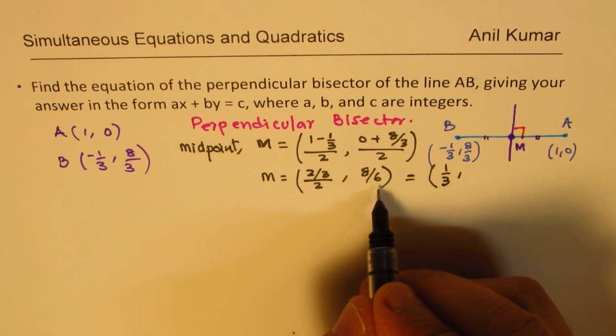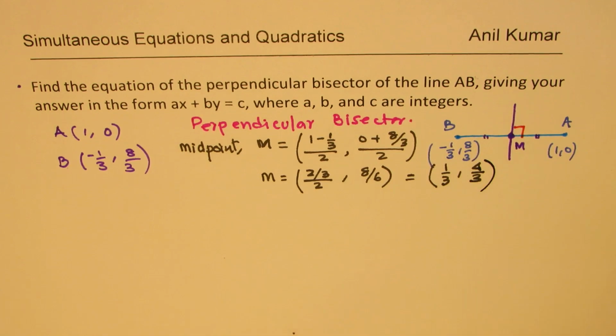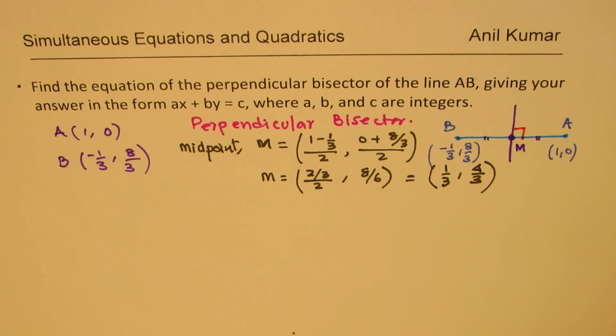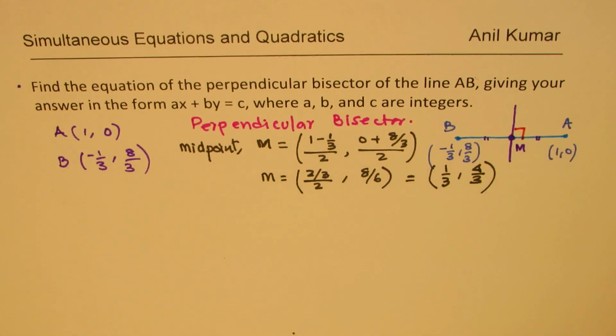And this value you can simplify, dividing both by 2, we get 4 over 3. So the midpoint for us is 1 over 3 and 4 over 3, correct? So with this midpoint, and the slope, let's calculate now. So this is capital M, right?